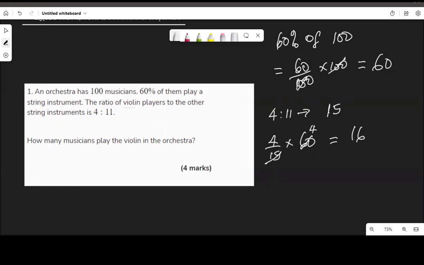Then the question says how many musicians play the violin in the orchestra? Okay, that is what we just did. 16 people play violin in the orchestra. And that is 4 easy marks there. Now let's move on to the next question.